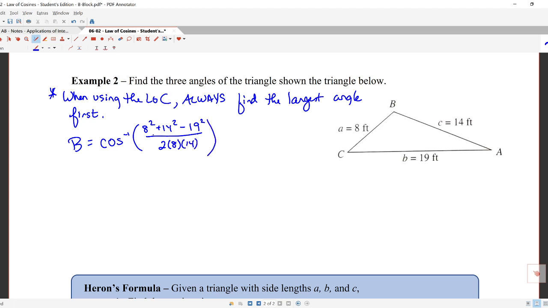Now, if we take a look at this here, 8 squared comes out to be 64, 14 squared is 196. So 196 plus 64, somewhere right around 260. 19 squared is 361. So you can see that this whole numerator is going to go negative. The denominator is positive, which means the ratio is negative. So the cosine inverse is going to return to me a quadrant 2 angle. Now, you don't need to know that. This just works itself out.